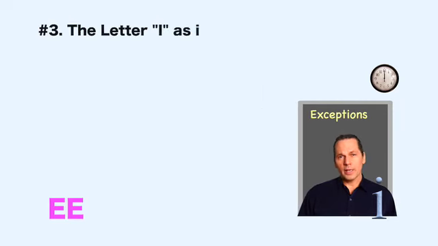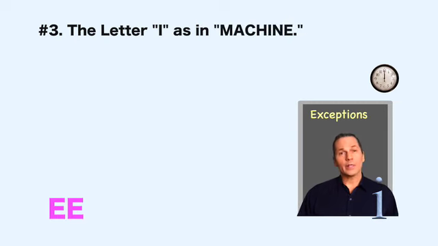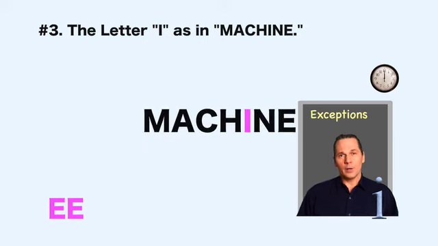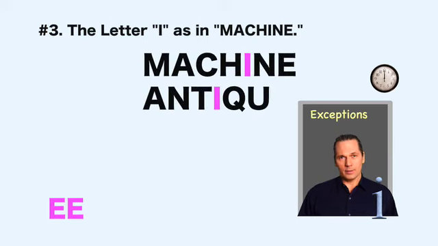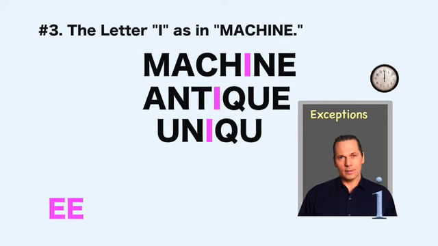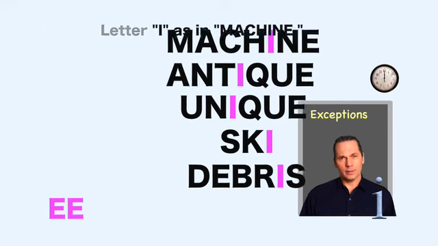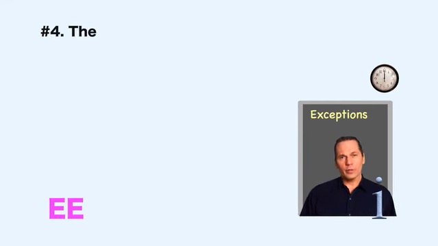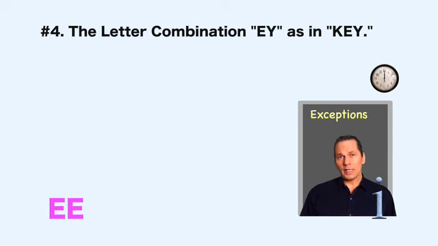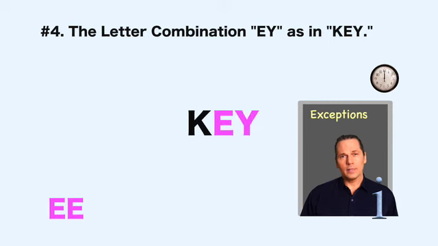Number three, I as in machine. The letter I by itself can also make the sound E in certain words. Machine, antique, unique, ski, debris. Number four, the written letter combination EY as in key, key.